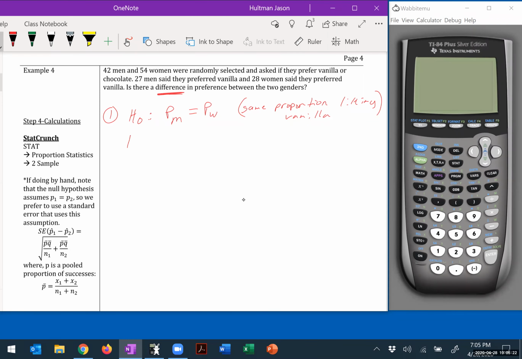So what about the alternative? The alternative here is that the probability of men is not equal to the probability of women, that they're different. That there's some sort of difference.